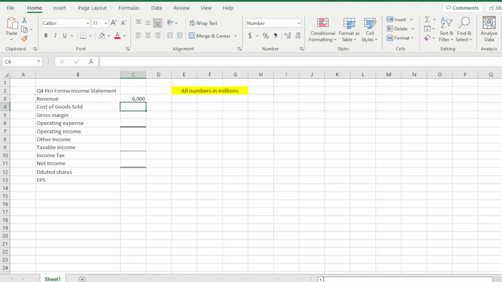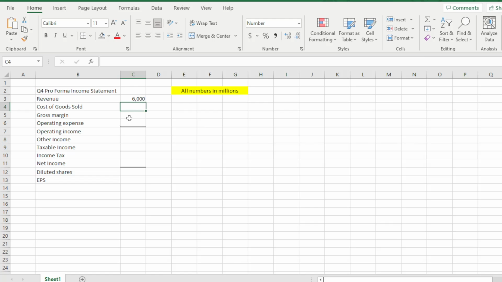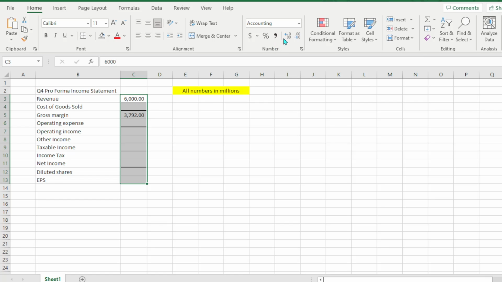Cost of goods sold, what is cost of goods sold? They don't actually give us this, but instead they give us gross margins, and they say that's 63.2%. 63.2% of what? It's 63.2% of sales, which is revenue. So right here we're going to do equals 0.632, and then multiply that by revenue. That is the number that we got. Let's make all of this look pretty. We're going to do the decimal right there, and let's keep those zeros right there.